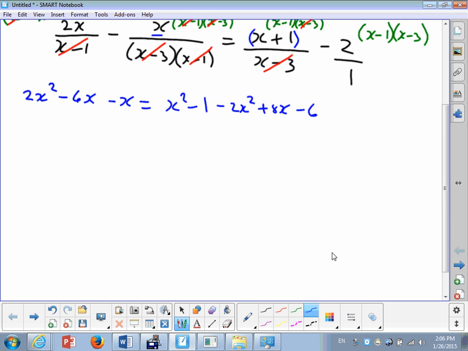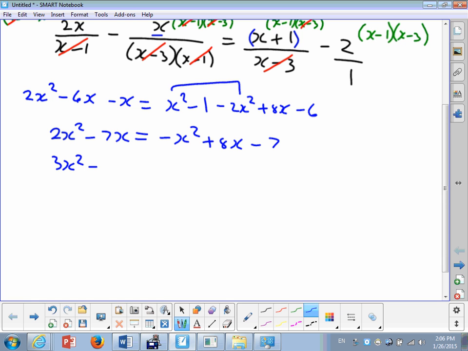I'm going to collect my like terms on each side first and see what happens. So on the left-hand side, I have 2x squared minus 7x. On this other side, I put my x squareds together, so I get negative x squared plus 8x minus 7. Now what do I do? I'm going to put everything to one side of my equation, so my x squareds are positive. So I'm going to add an x squared over here, gives me 3x squared. Minus 8x from both sides, minus 15x, and add 7 to both sides.